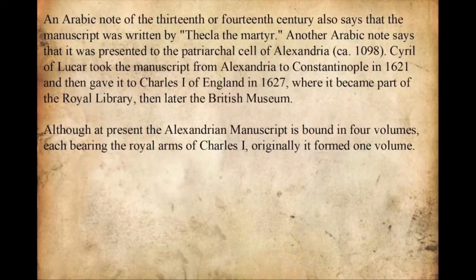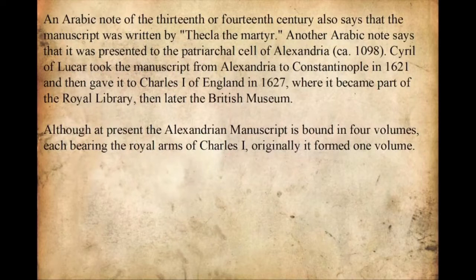Another Arabic note says that it was presented to the patriarchal cell of Alexandria. Cyril of Lucar, and I'm not going to give you who all these people were, I'm just reading right out of this particular resource. Cyril of Lucar took the manuscript from Alexandria to Constantinople in 1621, and then gave it to Charles I of England in 1627, where it became part of the Royal Library, then later the British Museum.